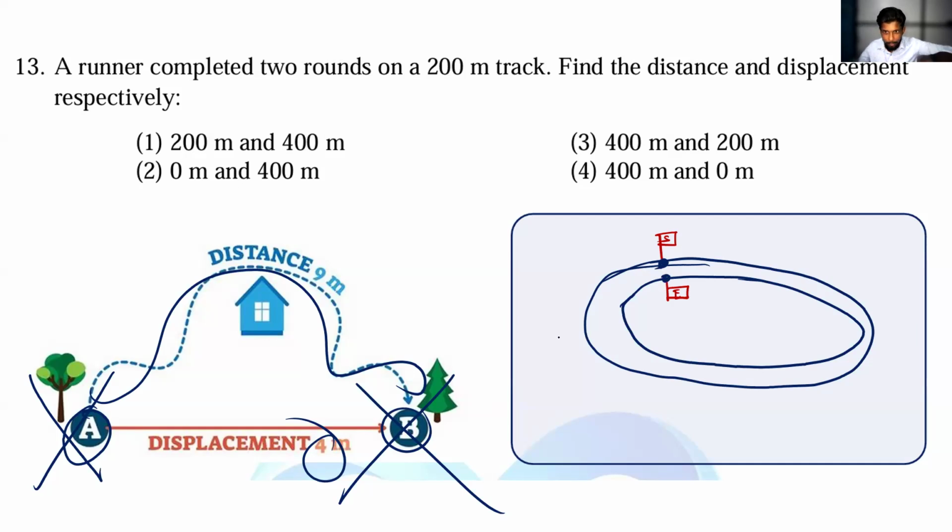So he has run 2 times, he has completed 2 rounds. He has traveled 400 meters. Now I'm asking to calculate the displacement. What do you want to do? You want to check the starting point and the ending point. Starting and ending are both the same. He starts the journey from the same point and ends the journey at the same point. So the displacement will be 0. Distance will be 400. So the answer will be 400 and 0.